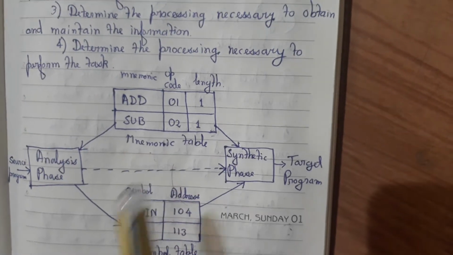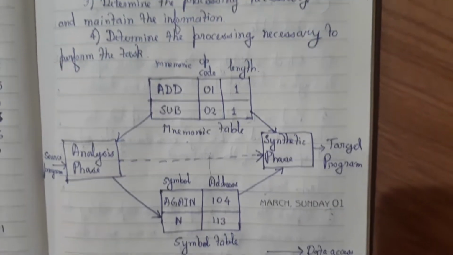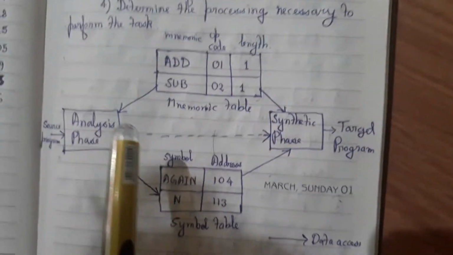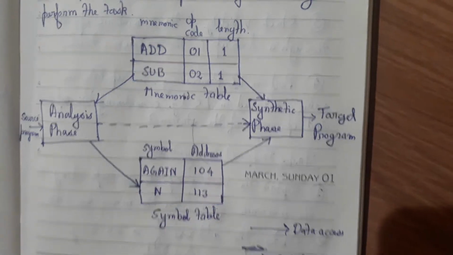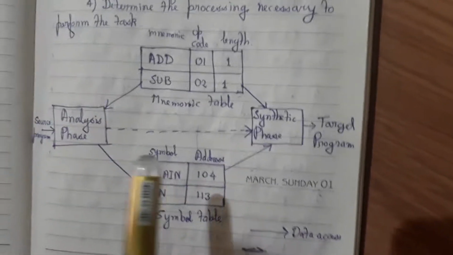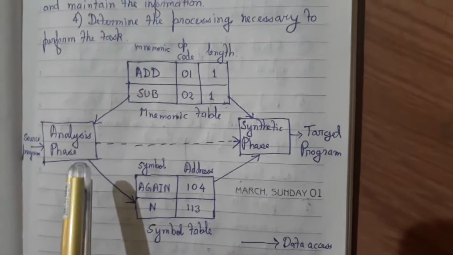Okay, so let us see. In a two-phase assembler, generally there are 2 phases, or it may be 1 phase also. Let us see what happens in the analysis phase.